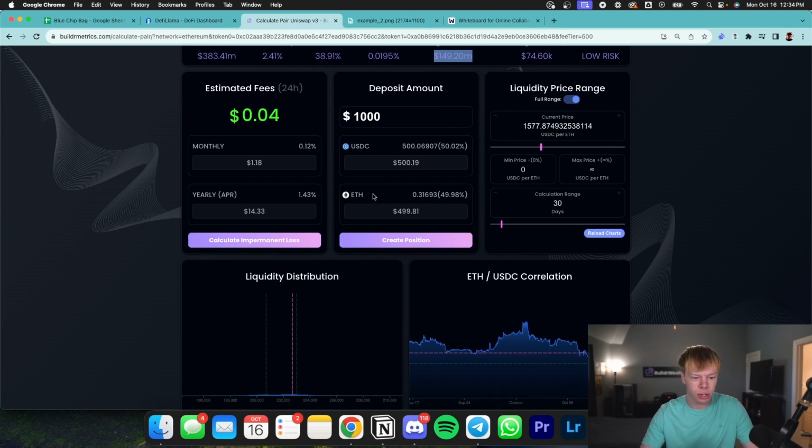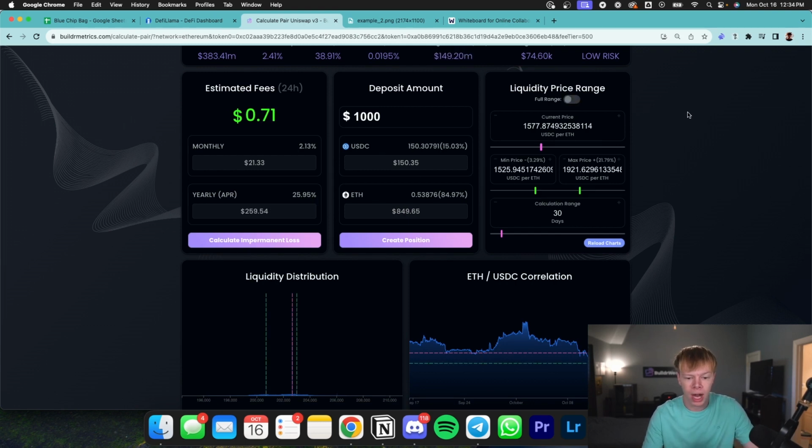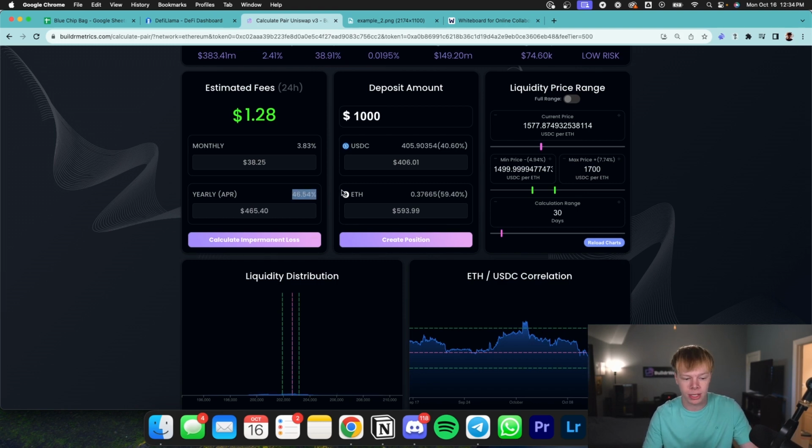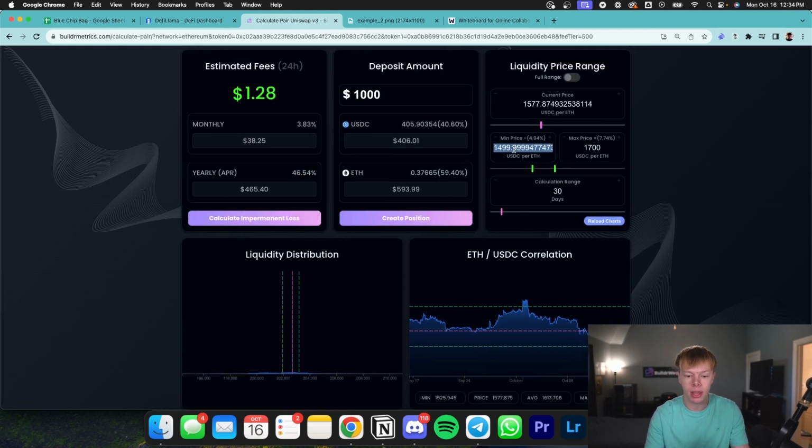As you can see, full range liquidity will get us an APR of roughly 1.43%. Now, with that being said, if we flick off this full range bar and set it to something like 1,500 to maybe 1,700, then as you can see, our APR drastically shoots up to about 46% because we're now providing liquidity on fewer price points as opposed to full range.